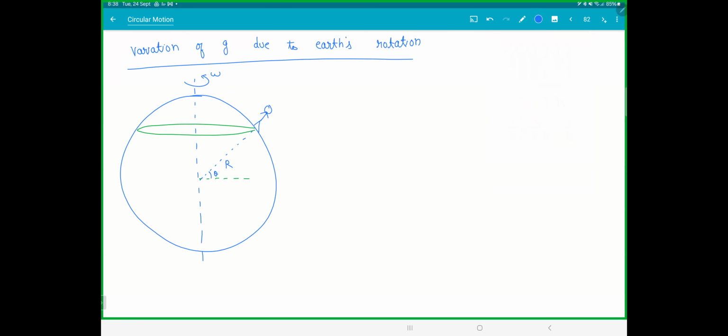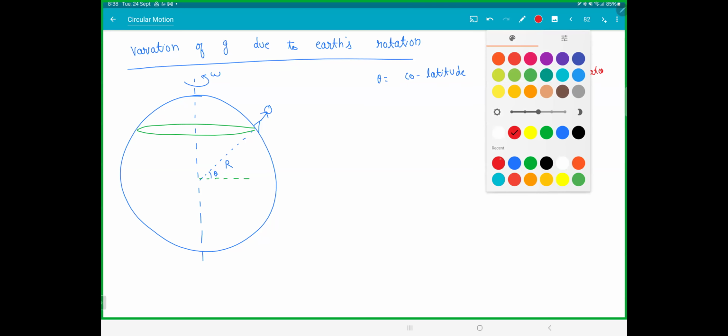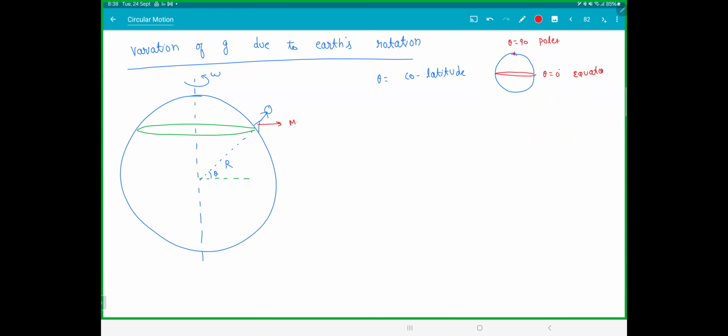This angle is called theta. Theta is called the colatitude angle. What do you mean by that? For example, if you take theta equal to 0, it is the equator. Theta 90 is the poles. So that is the meaning of colatitude angle. Now, if you look at the forces acting on this person, the centrifugal force is pushing him out, m omega square r. The normal reaction will be towards the center. And don't forget, mg is also toward the center. The weight is always acting toward the center.